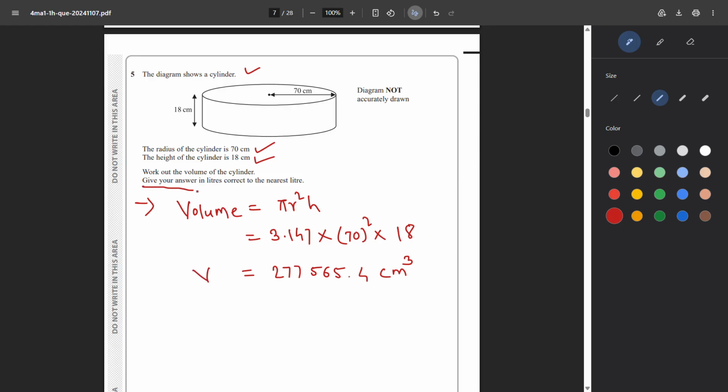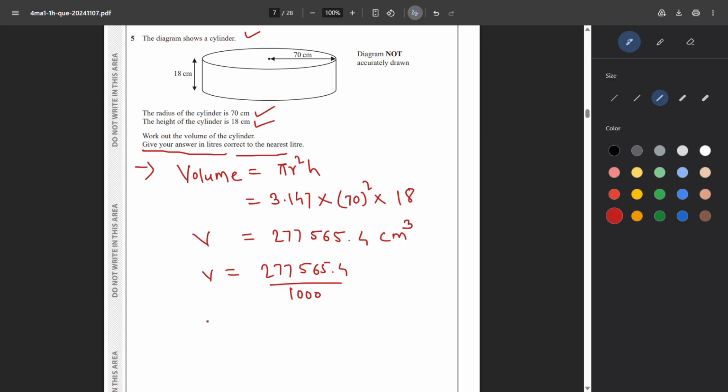But they have mentioned, give your answer in liters, correct to the nearest liter. So we have to convert this volume into liters. You have to write down this value and divide it by 1000 to convert into liters. If I divide this by 1000, you will get 277 liters. So this will be your final answer. Write down the formula first, then put all the values in the formula, then divide it by 1000, and for the final answer you will get 1 mark.